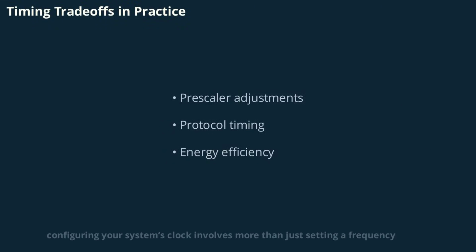Practically configuring your system's clock involves more than just setting a frequency. You'll need to consider how different peripherals interact and how timing affects communication protocols. For example, UART and SPI require precise timing to function correctly. Adjusting prescalers can help you fine-tune performance while keeping power consumption in check. Understanding these trade-offs is key to designing systems that are both fast and energy efficient.